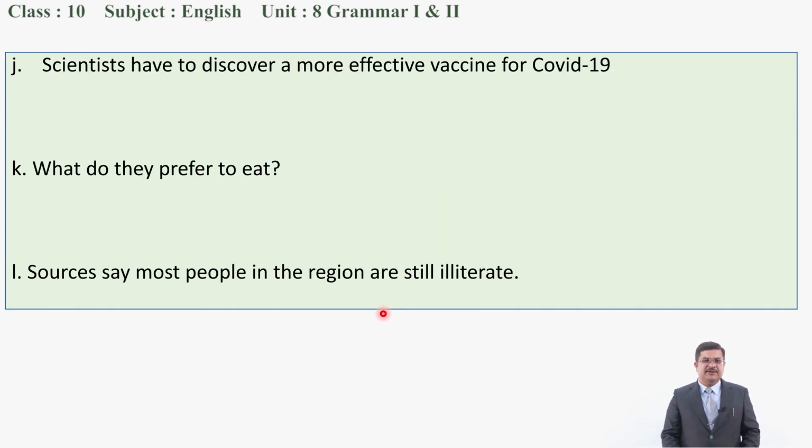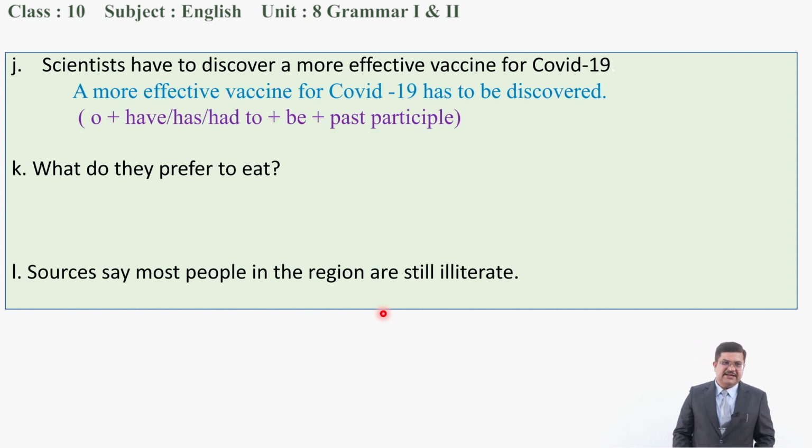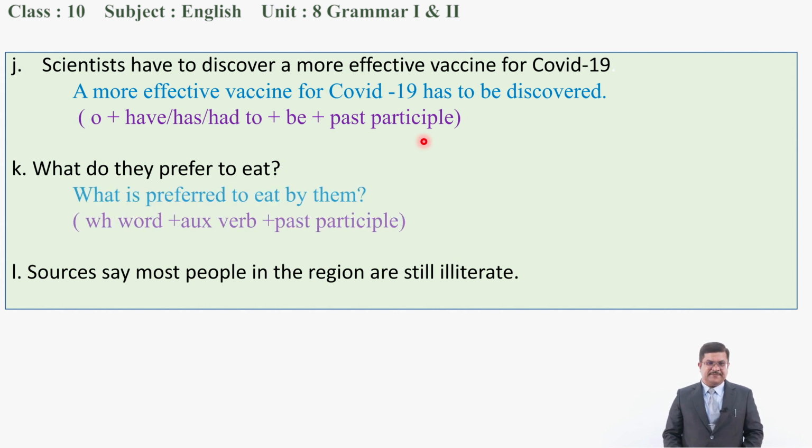Scientists have to discover a more effective vaccine for COVID-19. Yes, a more effective vaccine for COVID-19 has to be discovered. When a sentence comes with an object, with have, has, had, to, with be, with past participle, this is the structure of the passive.